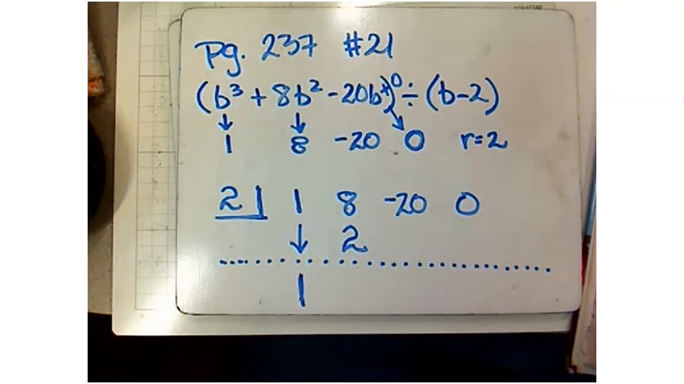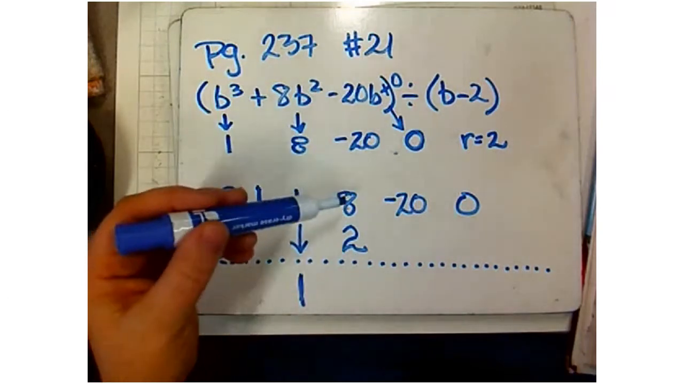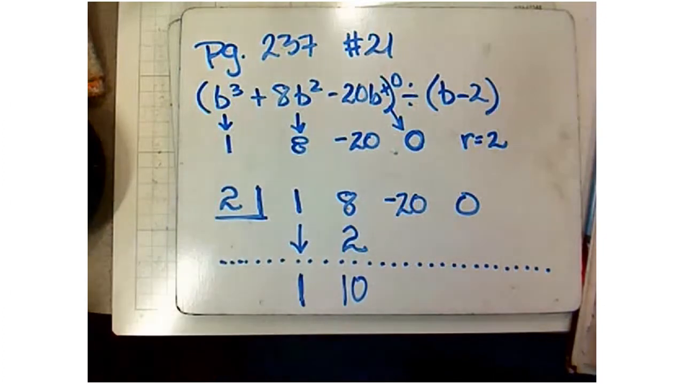Other than an 8, put a 2, because 2 times 1 is 2, right? Now, enter down, or scroll down, and add 8 and 2 together and put a 10 underneath your 8 and 2. Got it? All right.